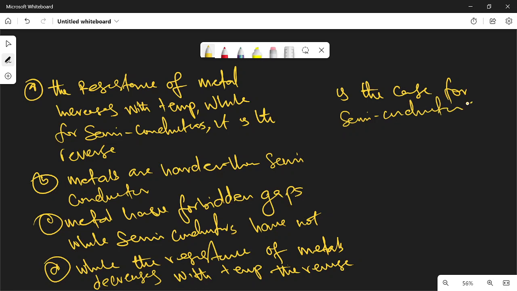So the question again is that the major difference between a pure semiconductor and a pure metal is that. So what will be the right answer? A. That is, the resistance of metal increases with temperature, while for semiconductors it is the reverse. So that's the correct answer. Thank you.